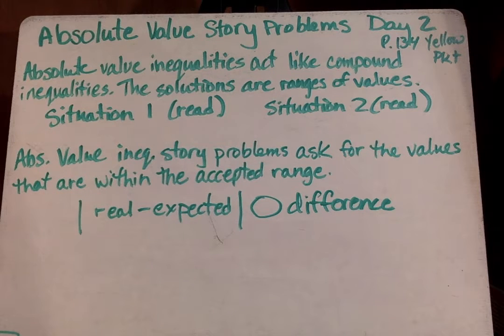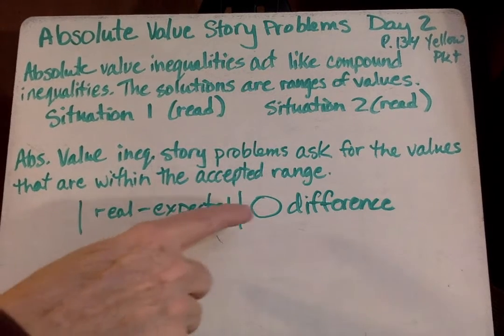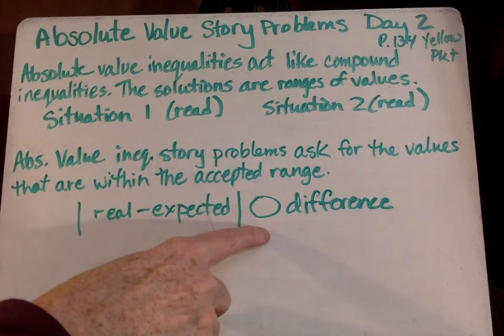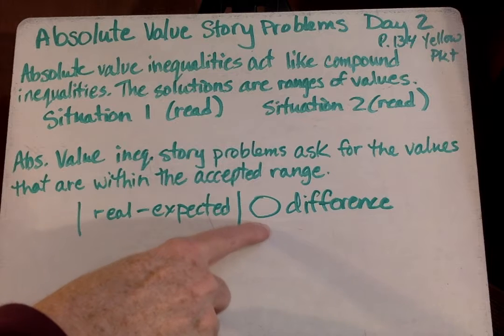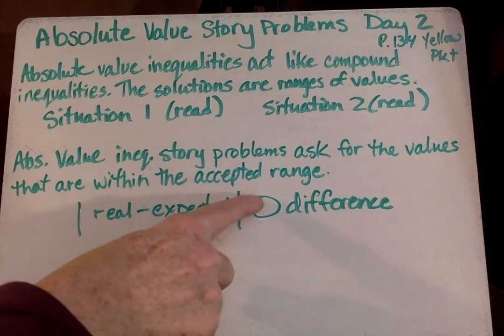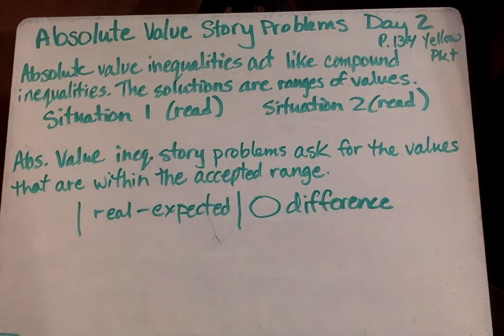Absolute value inequalities act like compound inequalities. The solutions are ranges of values. Absolute value inequality story problems ask for the values that are within the acceptable or accepted range. The real minus expected will be either less than, greater than, less than or equal to, or greater than or equal to. That's what goes in the circle difference.